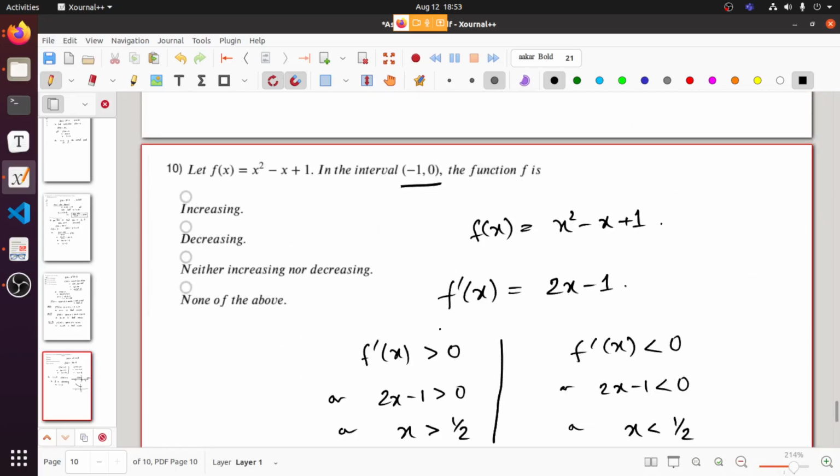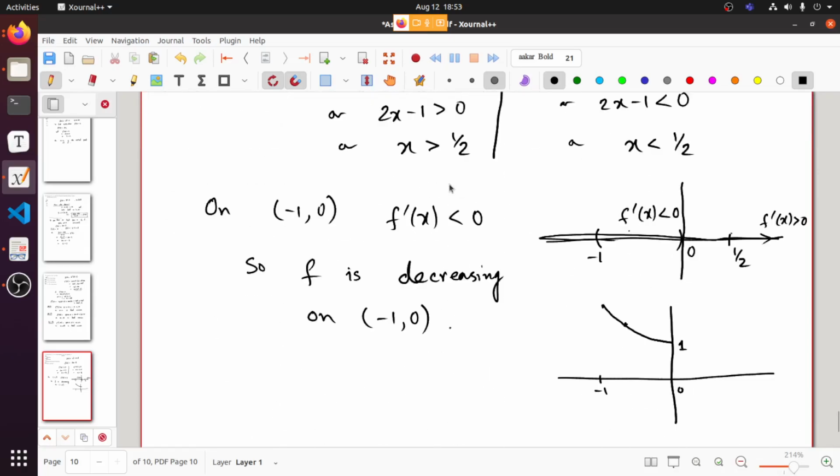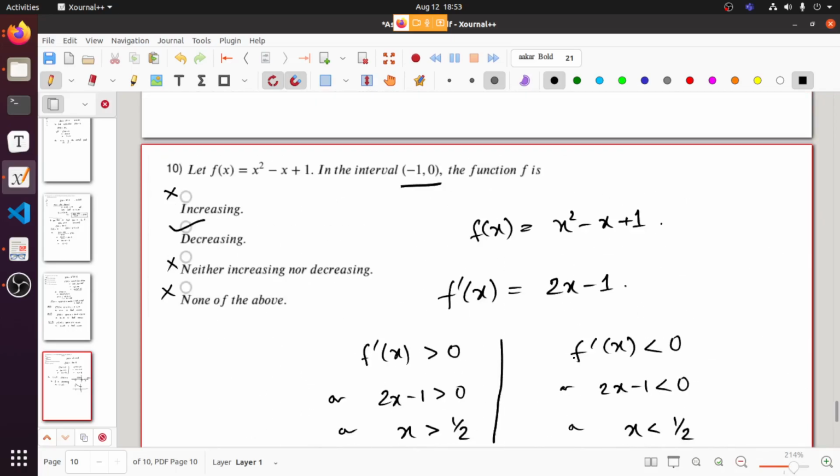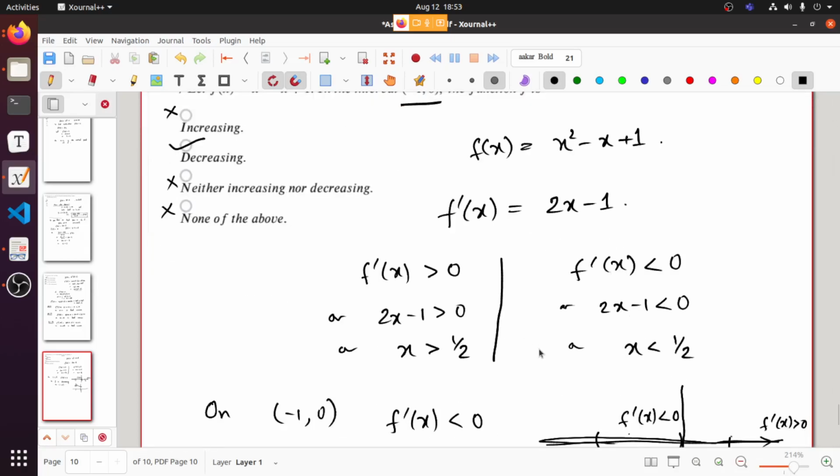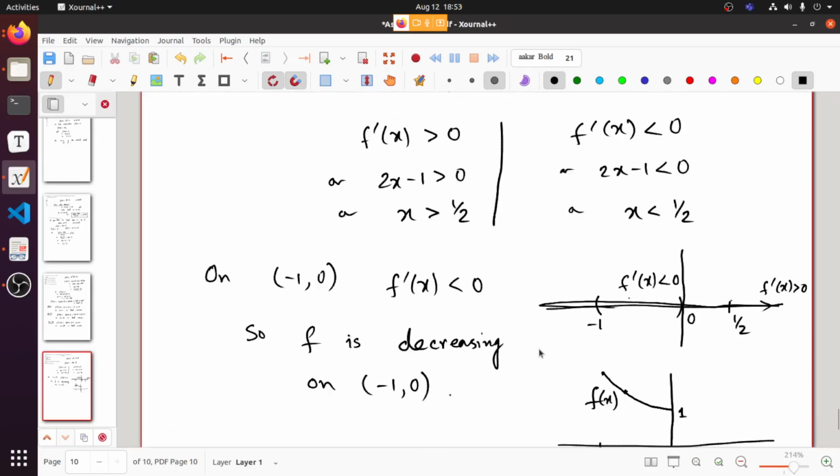So which option is correct? Increasing, it's false. Decreasing, it's fine, correct. Neither increasing nor decreasing, it's false. None of the above, again false. So function is decreasing in the interval minus 1 comma 0. So this is it. Is this fine? Okay. So it's done. This is the last question.